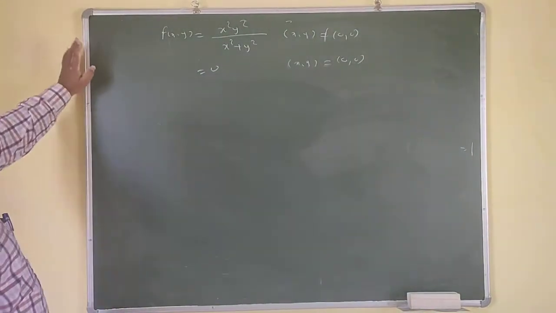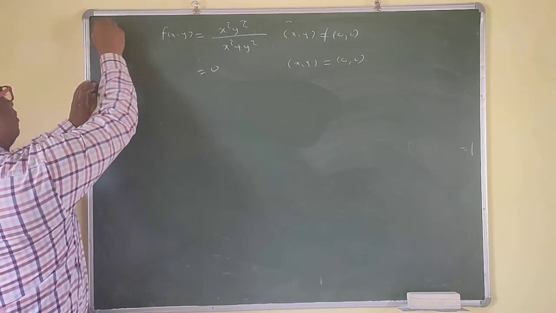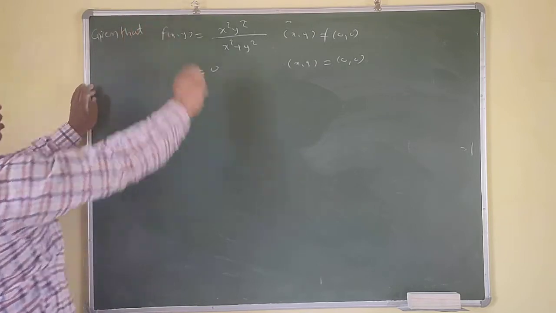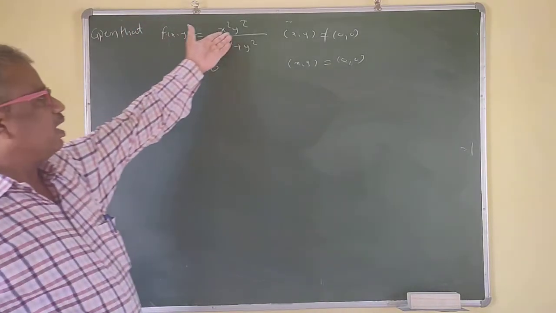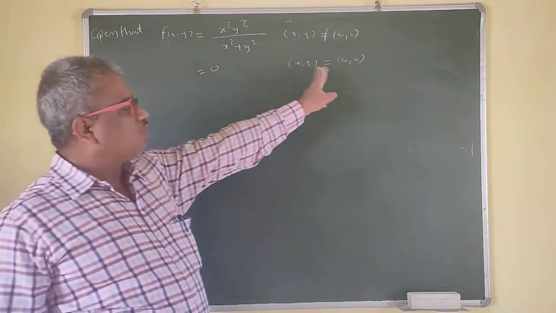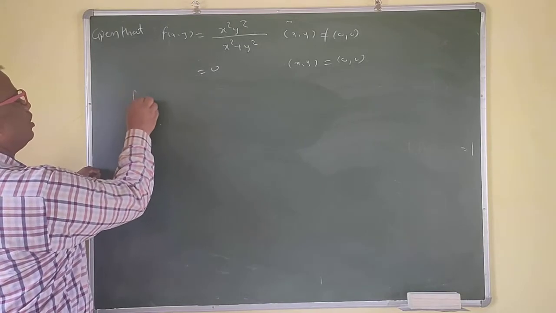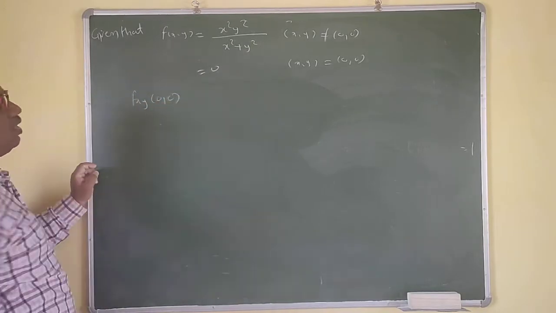So what is this? We have been given this function. Solution: given that f(x,y) = x²y²/(x²+y²), for (x,y) not equal to (0,0), and f(x,y) = 0 for (x,y) = (0,0). So first we will find the mixed order partial derivative fxy.